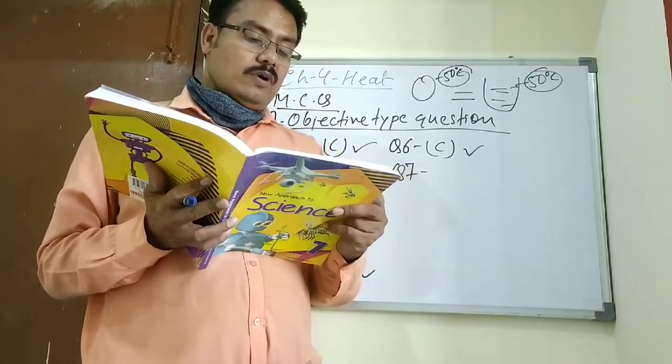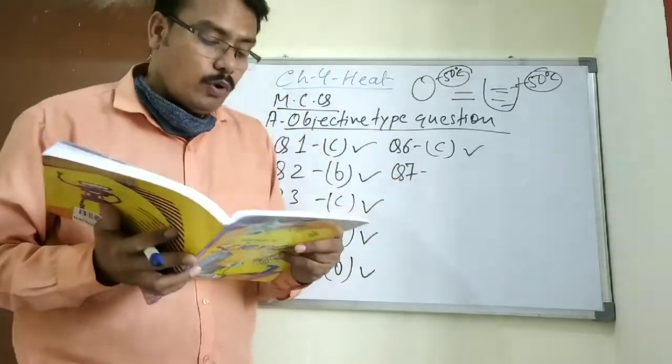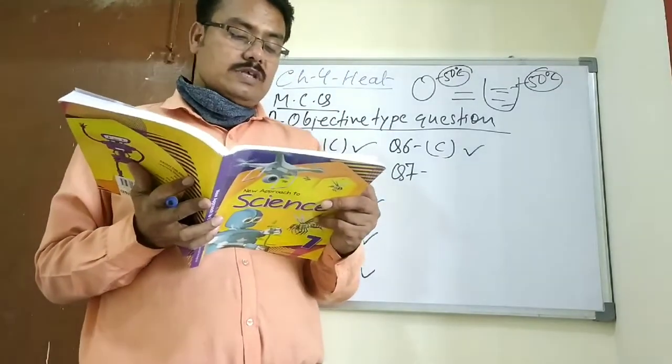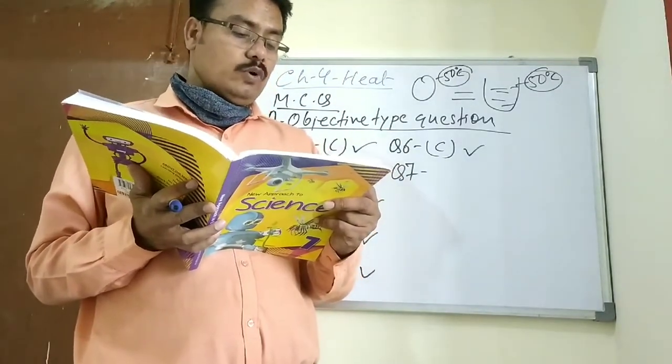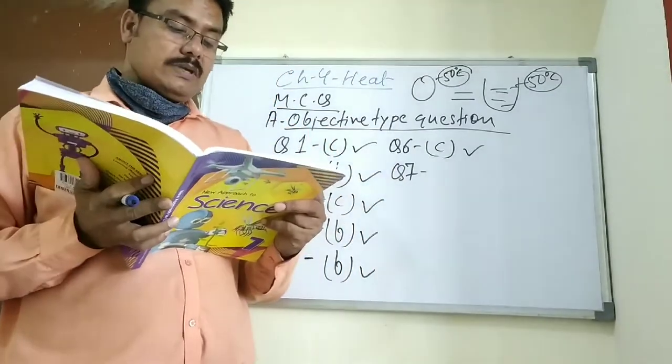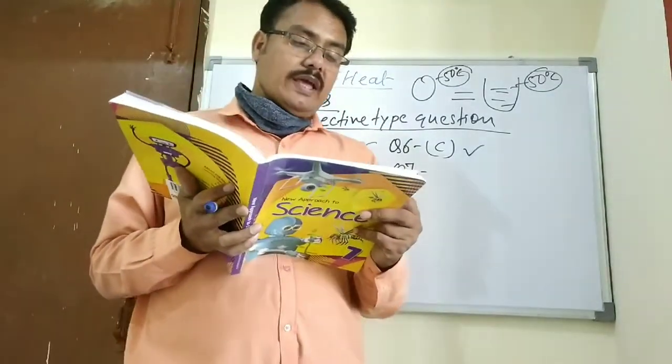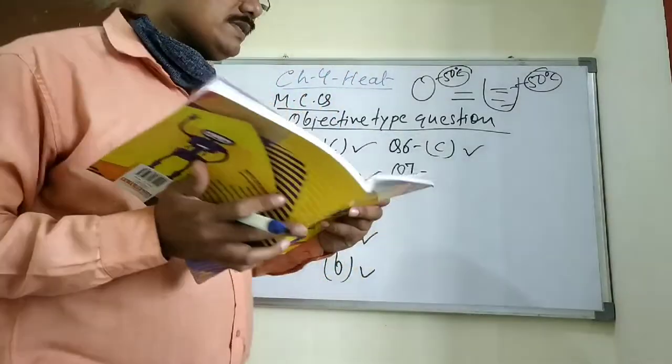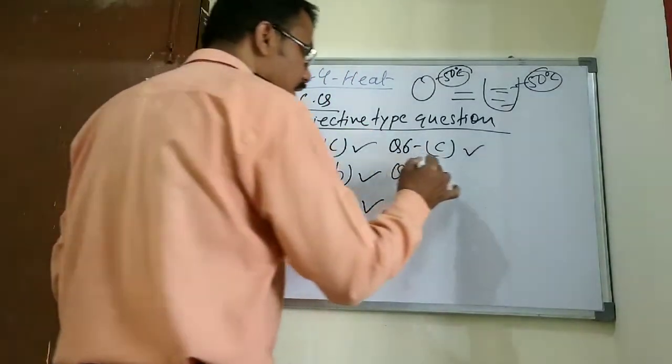B, thermometer 1 for measuring the temperature of both, 2nd for measuring the temperature of both, and D, thermometer 3rd for measuring the temperature of both. So student, A is the correct option. 7A is the correct option.